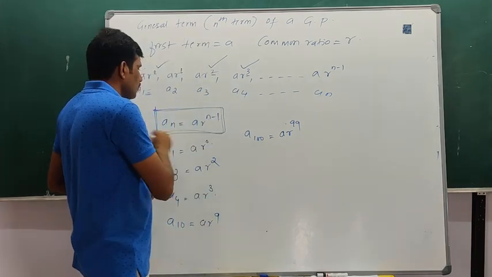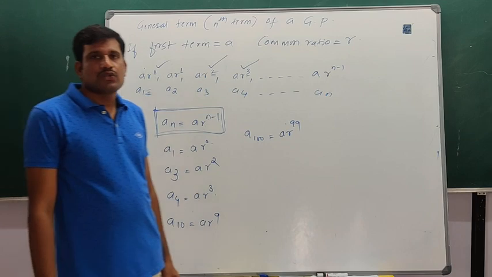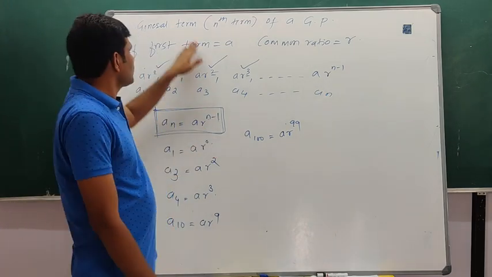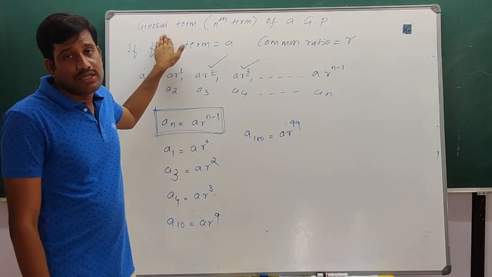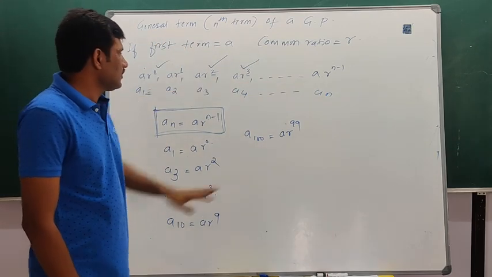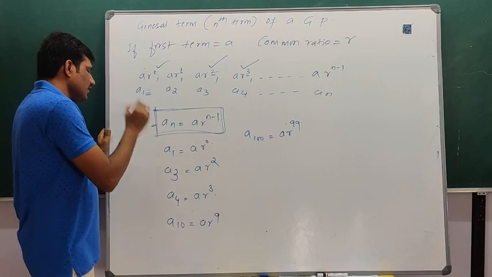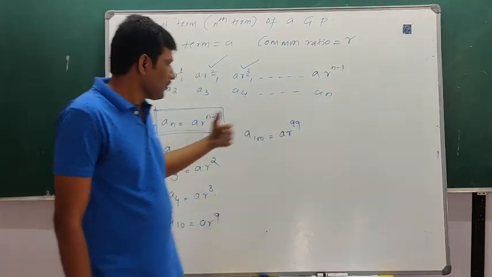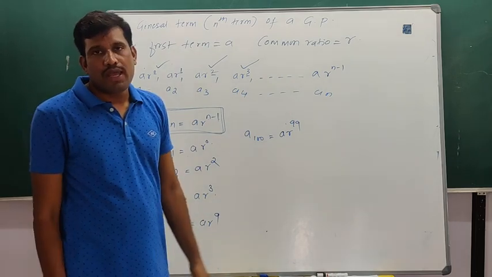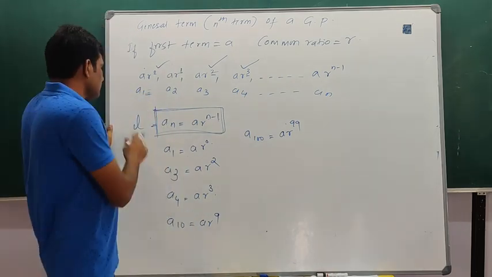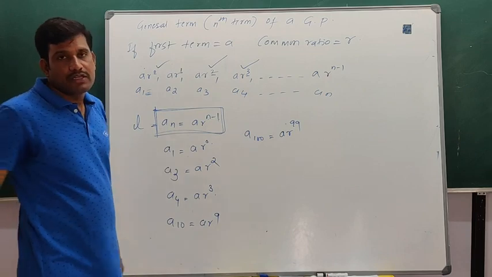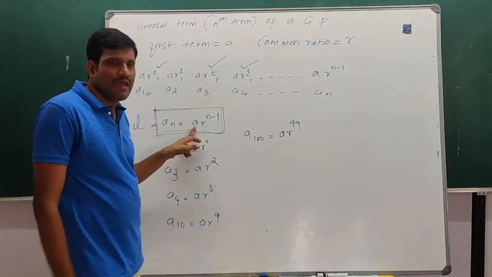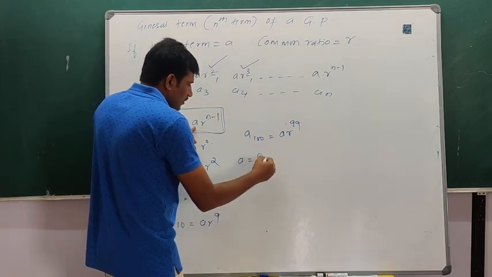So that is an. What is an? It is AR raised to n minus 1. That is the nth term of a GP, or in general we can also write it as the general term of a GP. It is also known as the last term. The last term in the sequence is also AR raised to n minus 1. The last term is represented by n, the nth term is represented by an. Both are same. Where A is the first term.